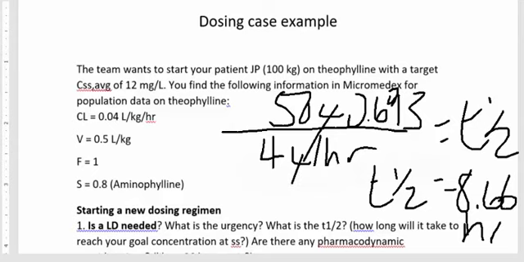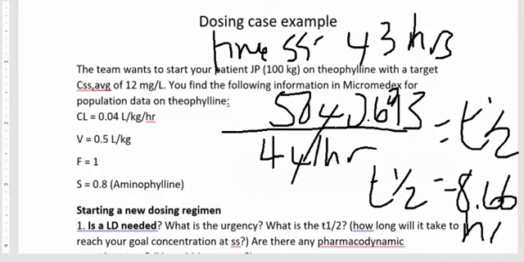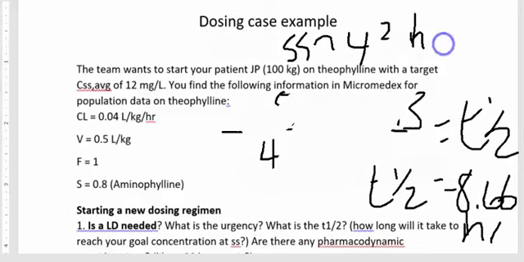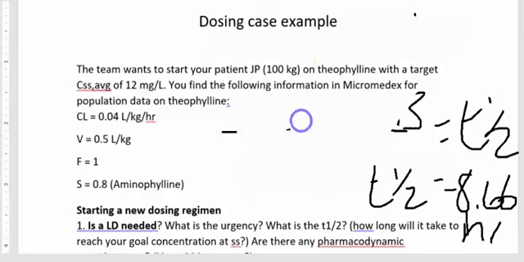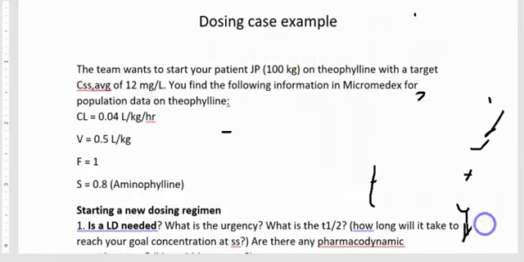Okay, so 8.66 times 5, do we want to wait 43 hours to get to, which is how long it's going to be, time to steady state, about, we don't know for sure, but it's almost 2 days, right? So do we want to wait 2 days? So we're going to have to wait 2 days. If we start them on that 48 milligrams per hour, it's going to take 2 days to reach steady state, isn't it? Is that okay?